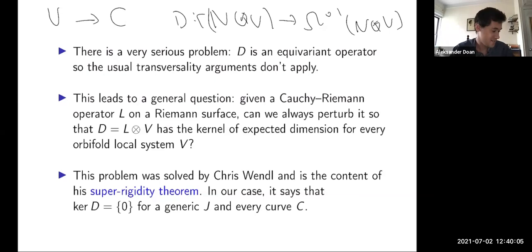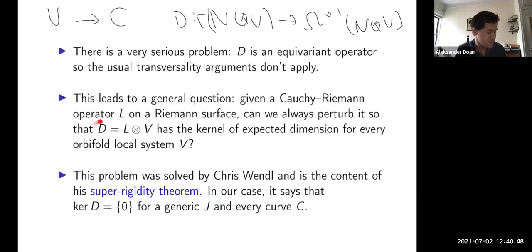So if you have such an equivariant operator, then you cannot apply the usual transversality arguments to show that for a generic J, it will have no kernel. So this leads to a general question. Let's start with the Cauchy-Riemann operator L on a Riemann surface. Can we always perturb it in such a way that if you twist it by any local system V, this operator L tensor V has the kernel and cokernel of expected dimension?